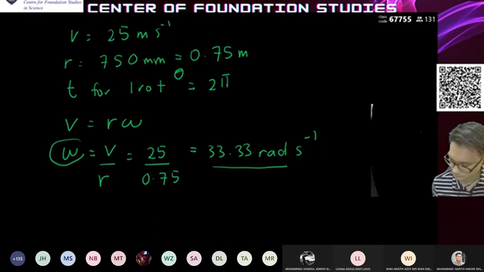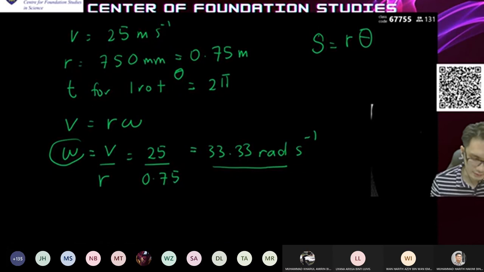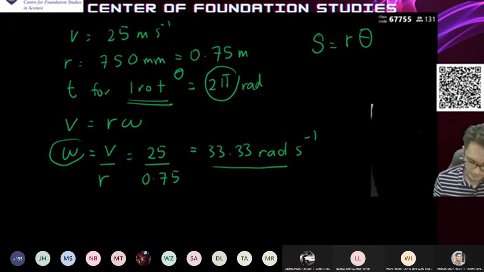By using the first equation of displacement lah. Displacement ada relation dia dengan angular displacement, which is s is equal to r times the angular displacement. So we know that angular displacement is 2 pi because it is given in the question that it is one rotation, right? So we know one rotation is the angular displacement. Then by 2 pi and inverse. Okay.